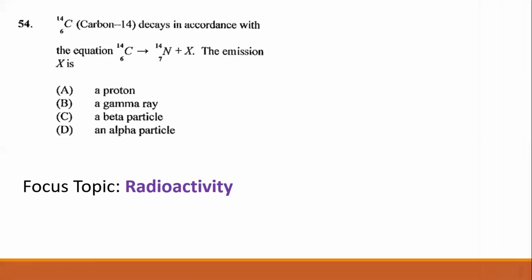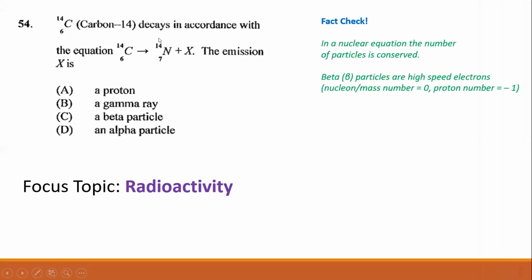Right? Carbon 14 decays in accordance with this equation here, and we're asked to find out what the emission X stands for. Now, in these types of reactions, the number of particles is conserved, or mass is conserved, so it means therefore that we need to find the particle that will have a 0 at the top and -1 at the bottom, and that corresponds to a beta particle, which is option C.